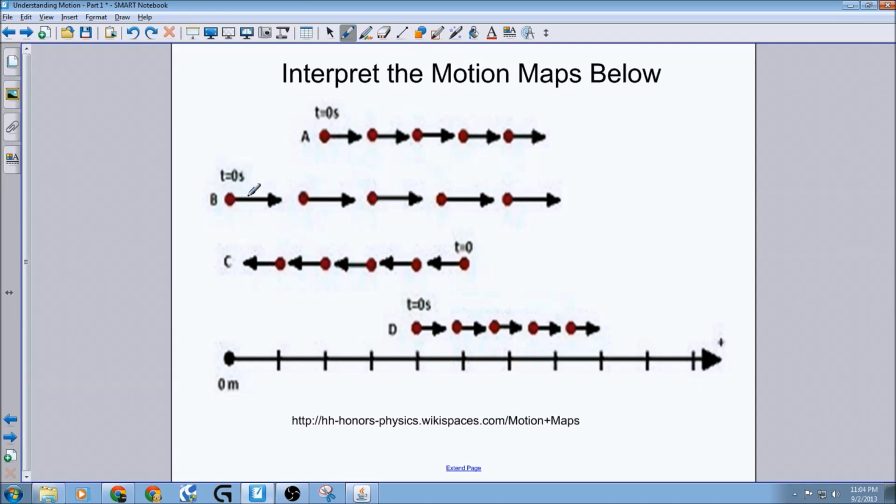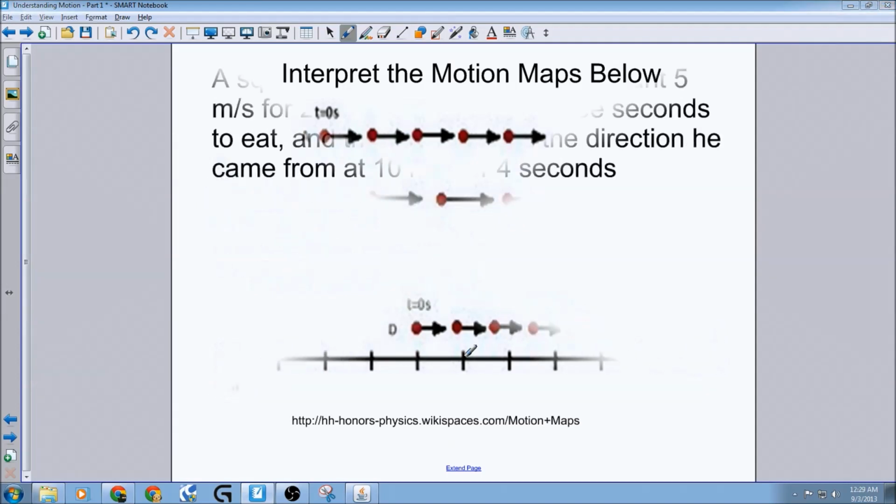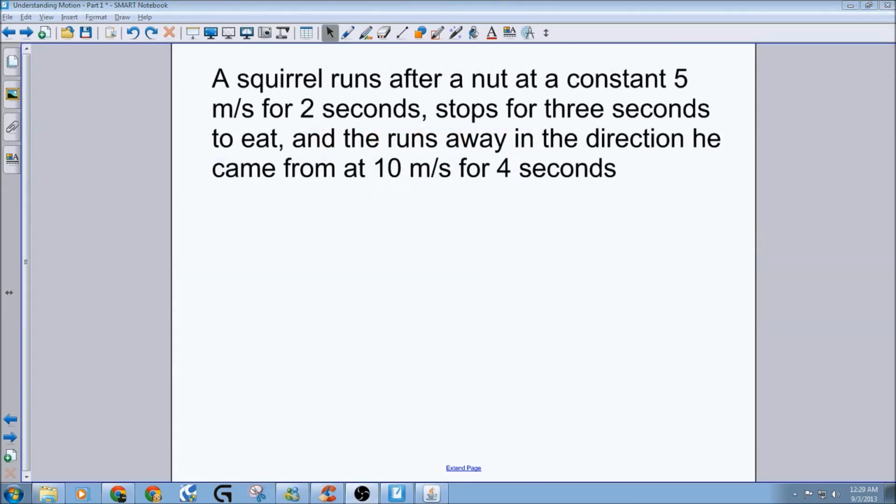B is moving in the positive direction or to the right with a faster speed than A. Notice the length of the arrows is longer. C is moving in the negative direction at the same speed as A, and it's also starting at 5 meters. In this problem, pause it, see if you can draw the motion map, and then resume it to see the answer.